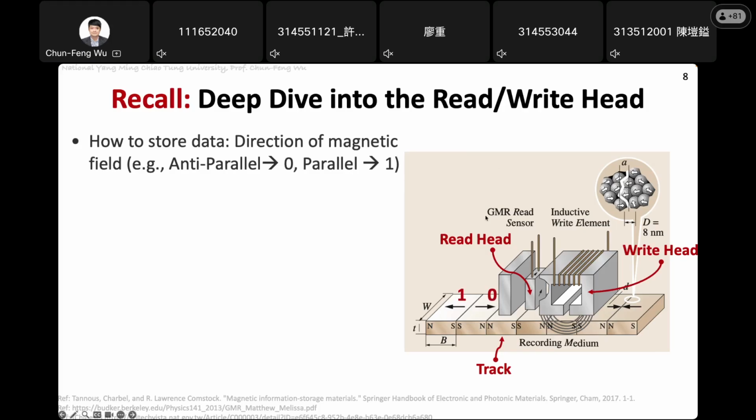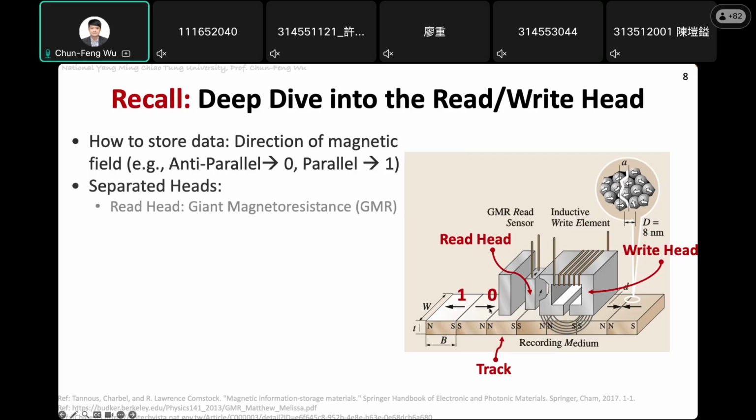Okay. So given we store the data on the track, you can think of magnetic fields on this track. If the left-hand side is the north pole and the right-hand side is the south pole, we will say the data is 1. And in the reverse way, if the left-hand side is the south pole and the right-hand side is the north pole, then we will say this is 0. Okay.